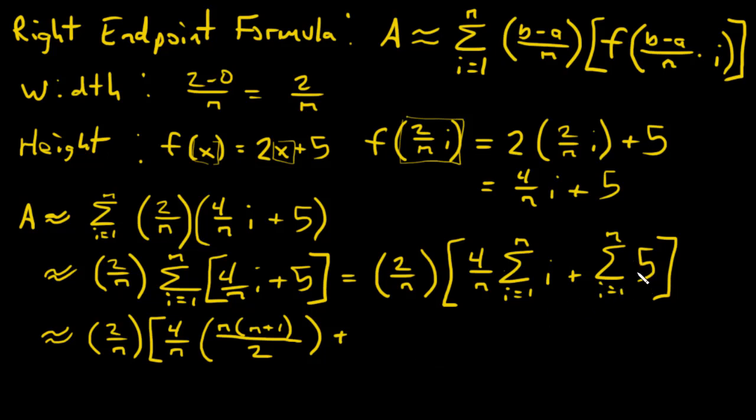And now I've got this piece right here. What is the summation from 1 to n of 5? Well, it's the number 5 added to itself n times, which is just a total of 5n.